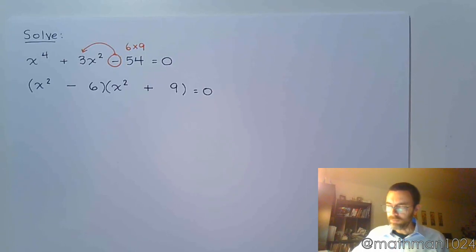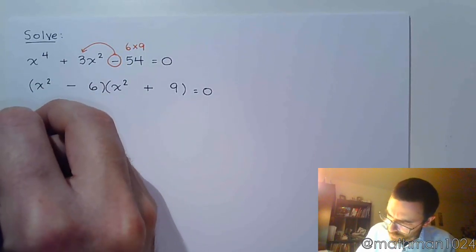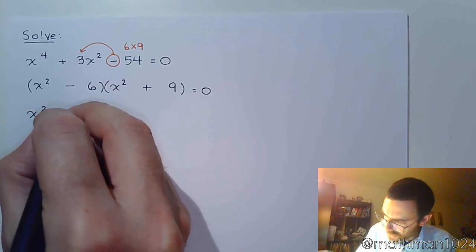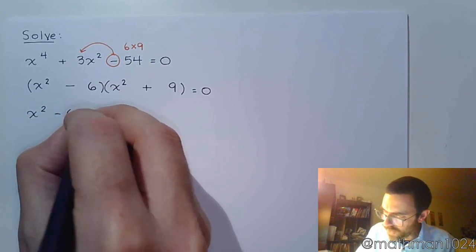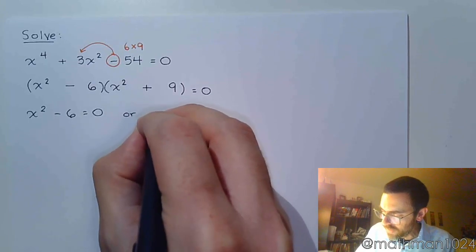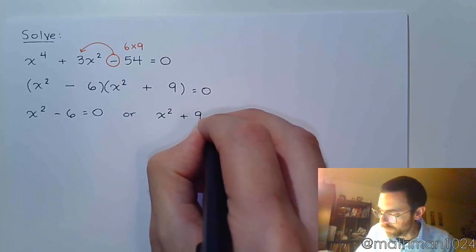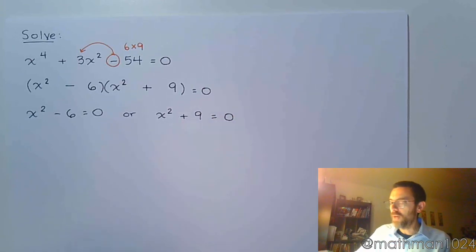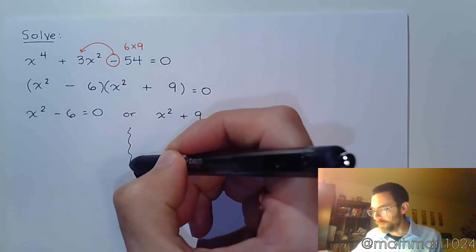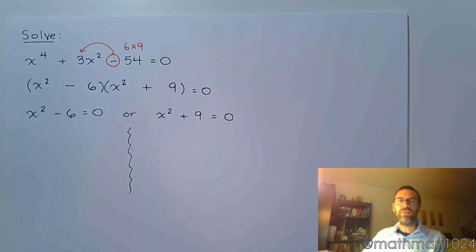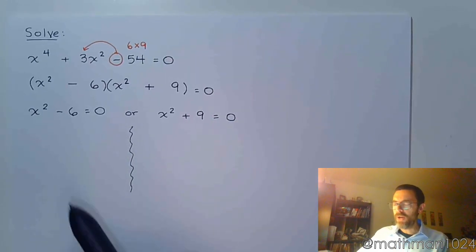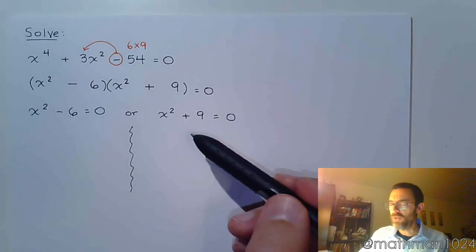Alright, so we've factored. Now we're going to use the zero factor theorem, which says set each factor equal to 0 and then solve that smaller equation. So x squared minus 6 is equal to 0 and x squared plus 9 equals 0. And at this point, these are separate from each other. It doesn't matter what you do here because it's not going to affect the work you do here.